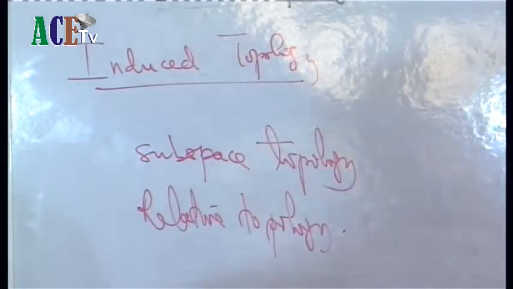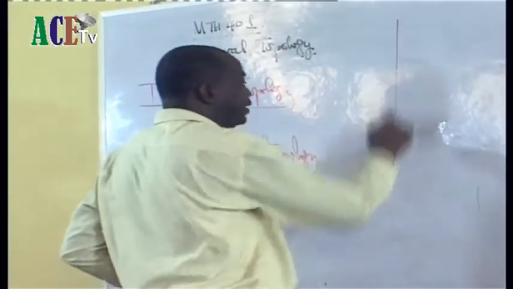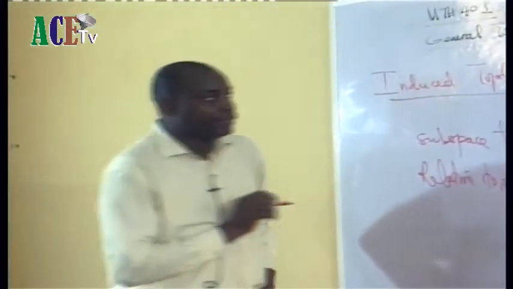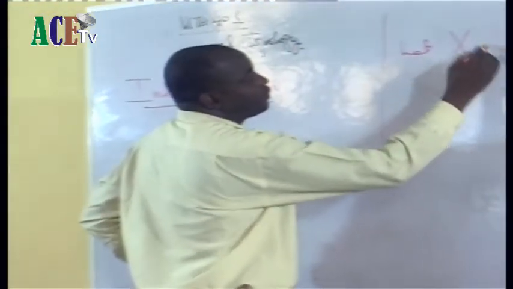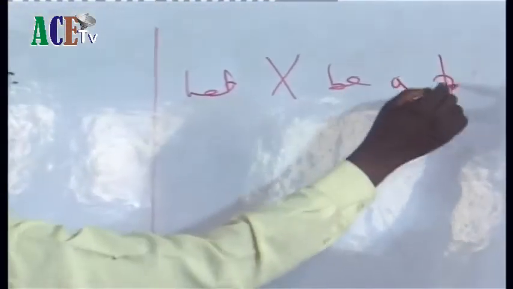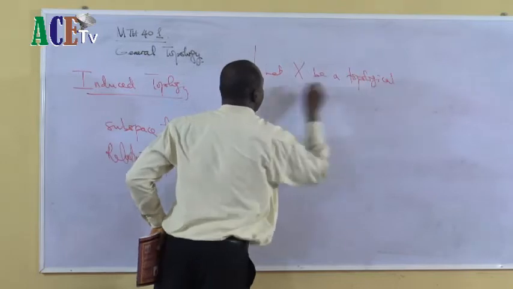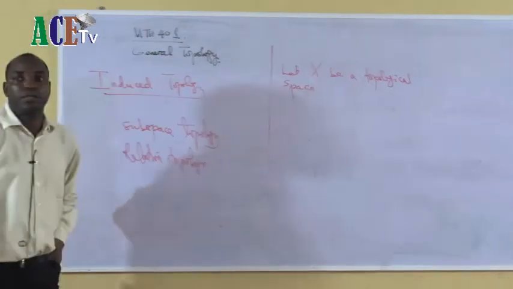And when we have a topological space X, there is a topology on X. You can have another set, Y, and you may decide to obtain an induced topology, or what we call a subspace topology, or a relative topology of Y with respect to X. Let's see what I mean by this. Let X be a topological space.